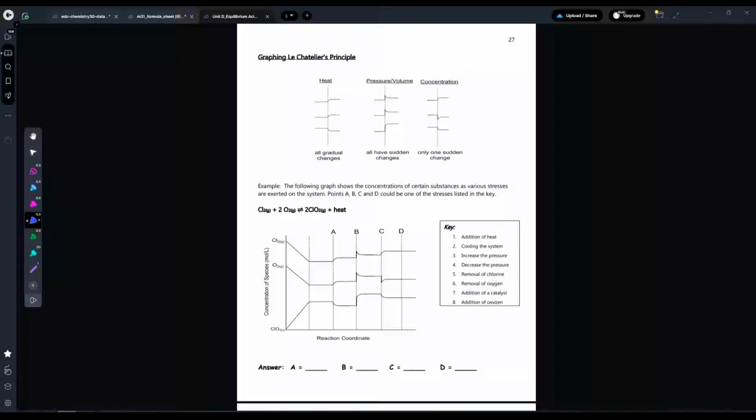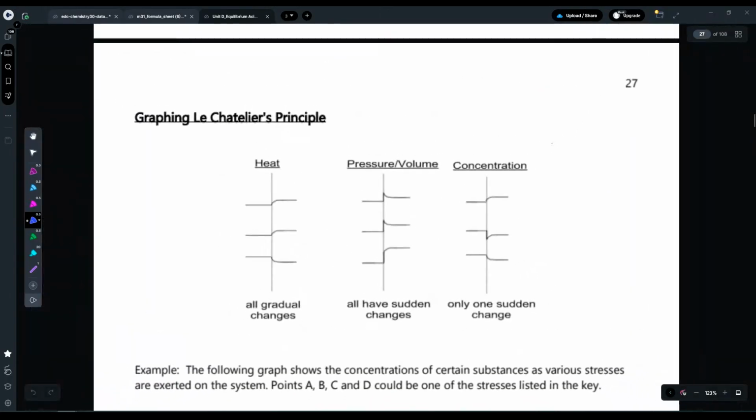In this video, we're going to go over how applied stresses to equilibrium show up on graphs that are recording changes in concentration over time. So in other words, we're going to see how Le Chatelier's principle shows up on graphs that represent equilibriums.